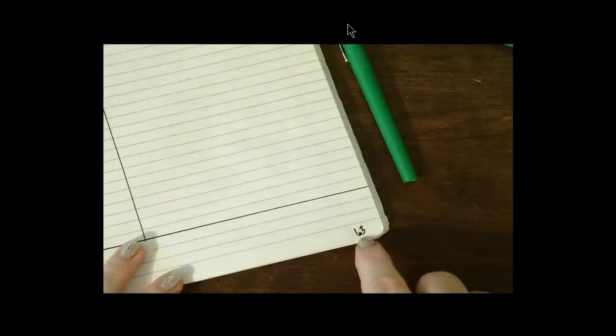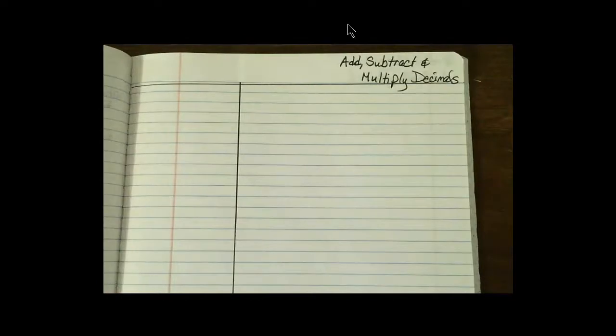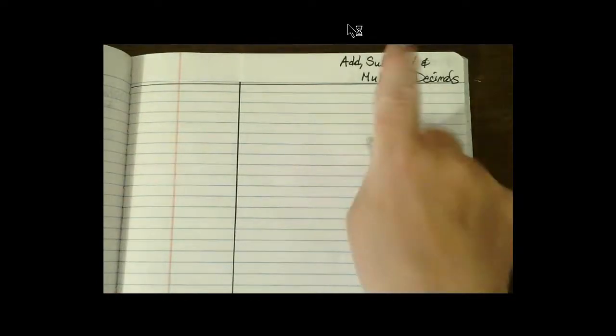Video number 5 puts us on page 63. So, as you can see right here, page 63. There we go. Make sure that you set it up for your Cornell notes, top and bottom lines. And then today, what we're looking at is adding, subtracting, and multiplying decimals. So right up here in the title area, add, subtract, and multiply decimals.